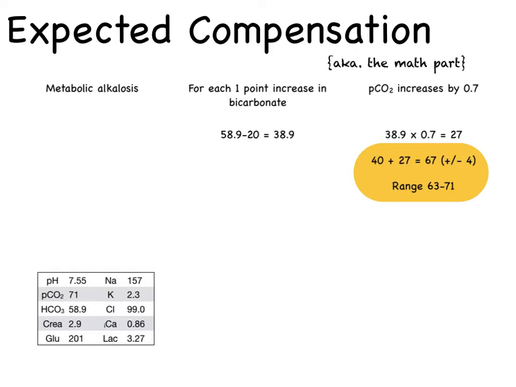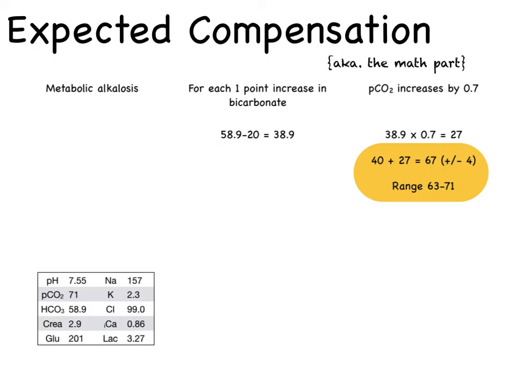the metabolic alkalosis. But we know that there is actually a range for normal CO2 and bicarbonate in our patients. Not everyone's normal bicarbonate is exactly 20, and not everyone's normal CO2 is exactly 40. So we need to use a range. And as a general rule, we're going to use a range of plus or minus 4 on either side of the calculated value. So our calculated value was 67. 67 minus 4 is 63. 67 plus 4 is 71.